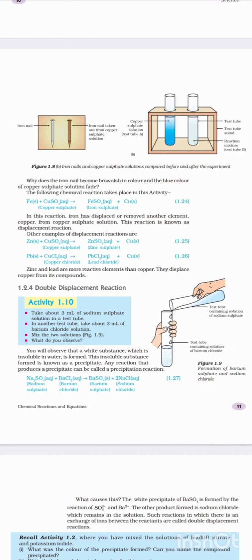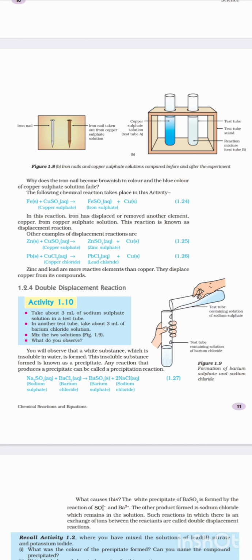Now the fourth type of reaction is double displacement reaction. In the earlier displacement reaction, we have seen only one of the ions is displaced, but here we will see that both are displaced. Let's see activity 1.10. Take about 3 ml of sodium sulfate solution in a test tube. In another test tube, take about 3 ml of barium chloride solution. What is the chemical formula of sodium sulfate? Valency of sodium is 1, whereas valency of sulfate is 2. So Na2SO4.